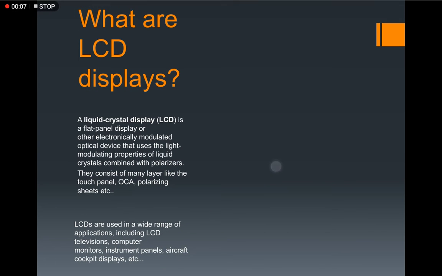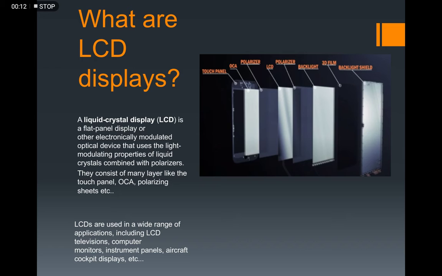First, let us understand what LCD displays are. A liquid crystal display is a flat panel or other electronically modulated optical device that uses the light modulating properties of liquid crystals combined with polarizers. They consist of many layers like the touch panel, OCA, polarizing sheets, etc.